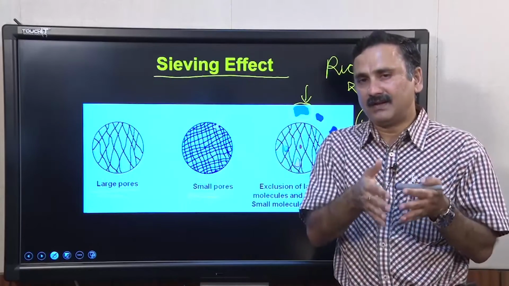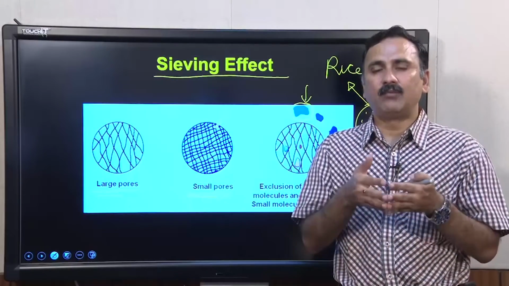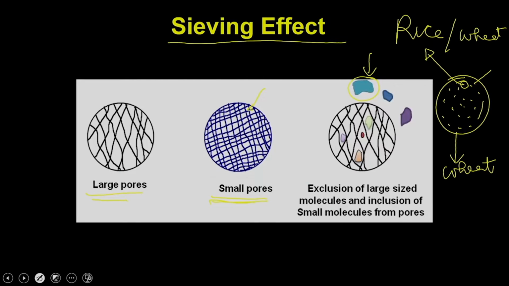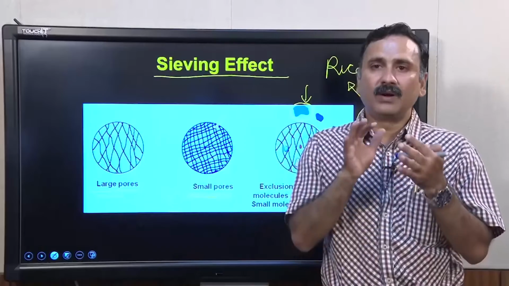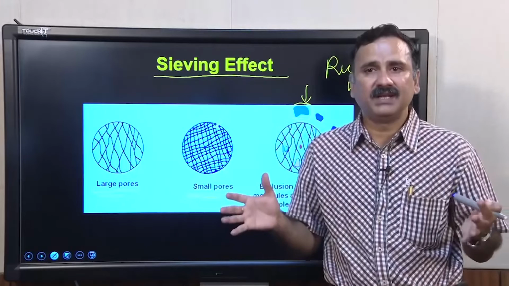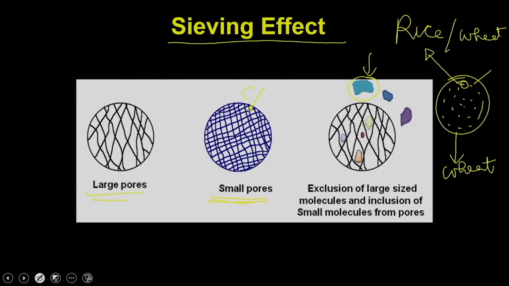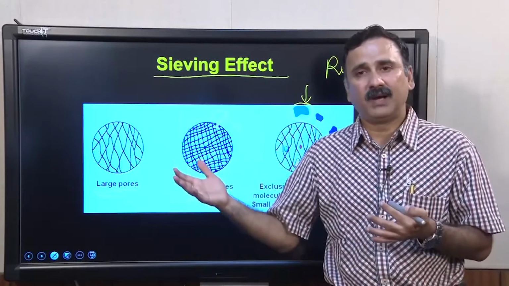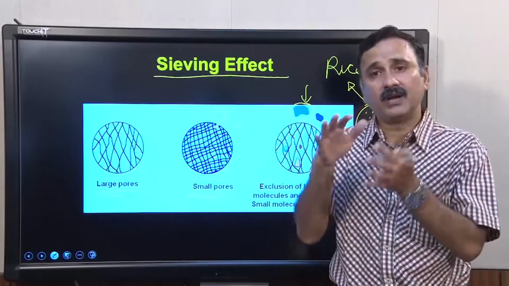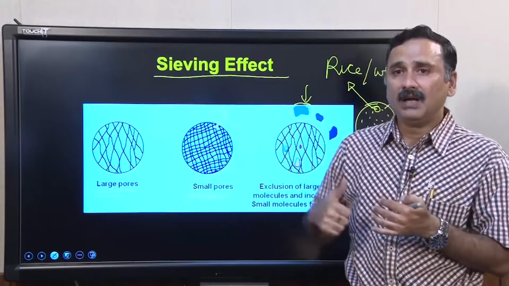Let us understand this in a more elaborate way. Once you have small pores, the pores are good enough to retain the small sizes, but they are not good enough to retain the large sizes. So, the large sizes are going to be excluded from these beads. That is how the large sizes come out first, and the small sizes are retained in the beads and come out later.